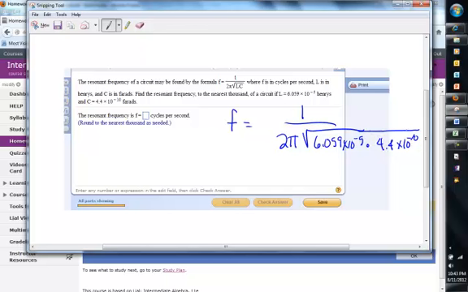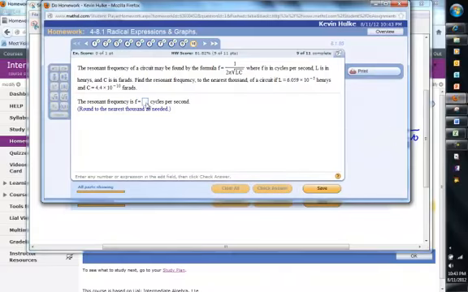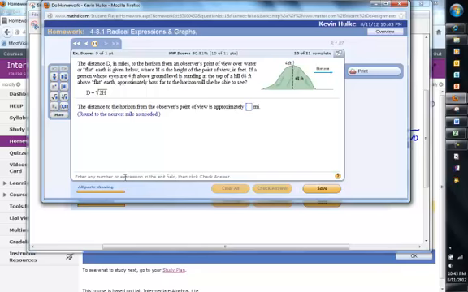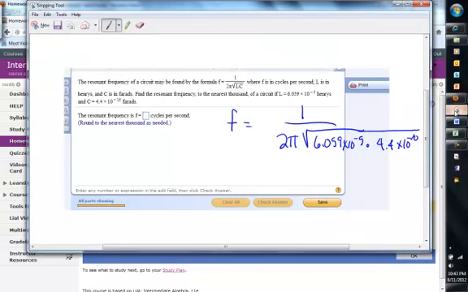Equals, and our calculator says we want it to the nearest 1,000 as needed, so we would say 975,000. Okay. Next one. Another application problem.